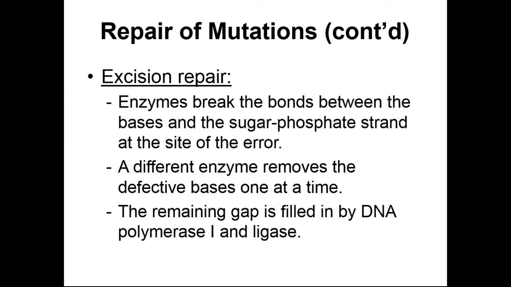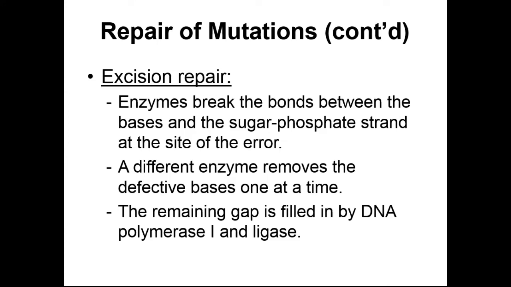The enzymes involved with excision repair are going to break the bonds between the sugars and phosphates in the DNA backbone. So they'll cleave those covalent bonds where the mutation has occurred, and then they're going to remove the defective nucleic acid and reinsert the correct nucleic acid, and then we'll patch up the repair by forming new covalent bonds between the phosphate and sugar backbone of the DNA.